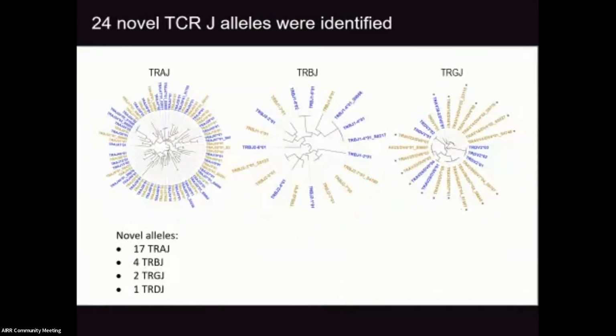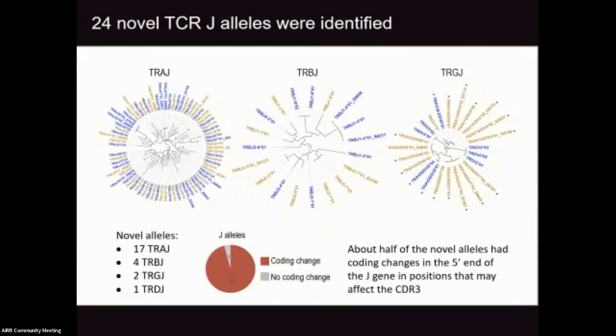When it comes to the J chain, we also see a lot of novel alleles, 24, that distribute like this: 17 for alpha, 4 for beta, 2 for gamma, and 1 for delta. And here, they were almost all coding. I think this is potentially very important because a lot of these coding changes were right up in the 5' end of the J gene, and that can affect the CDR3 in many cases. So having these in the database is important for understanding and looking at TCR repertoires, clonality, etc.